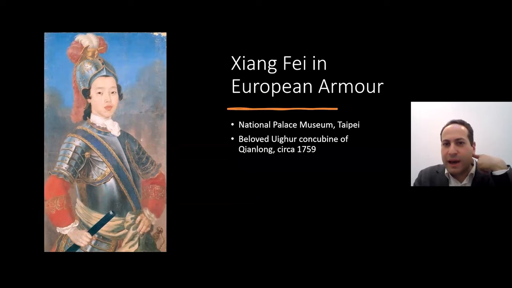And you even see his favorite concubine in European armor. This is Xiang Fei, who was a beloved Uyghur concubine of the Qianlong Emperor. She apparently came from the Western regions, but here she is dressed in European armor. So again, showing the fascination with the West at this time.